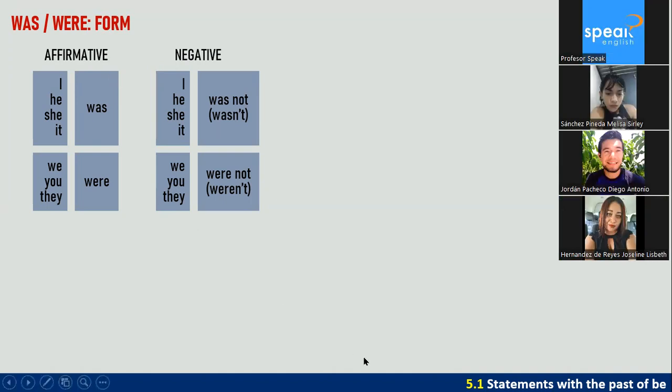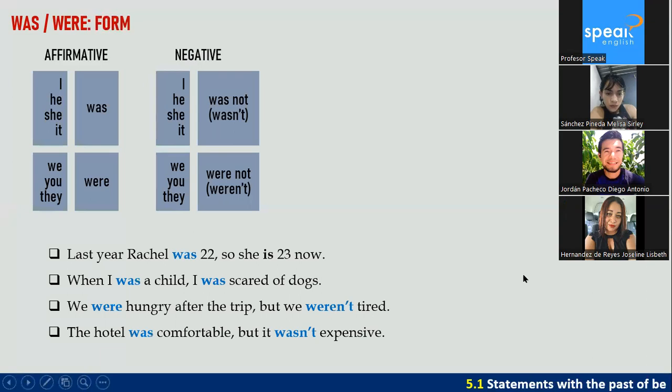Very good. So here we have more examples, right? We have last year, Rachel was 22. So she is 23 now, right? When I was a child, I was scared of dogs, right? Again, I'm talking about a past situation. We were hungry after the trip, but we weren't tired. The hotel was comfortable, but it wasn't expensive, right?